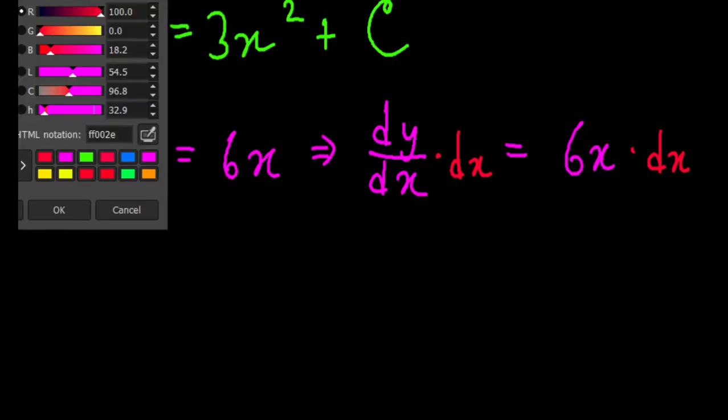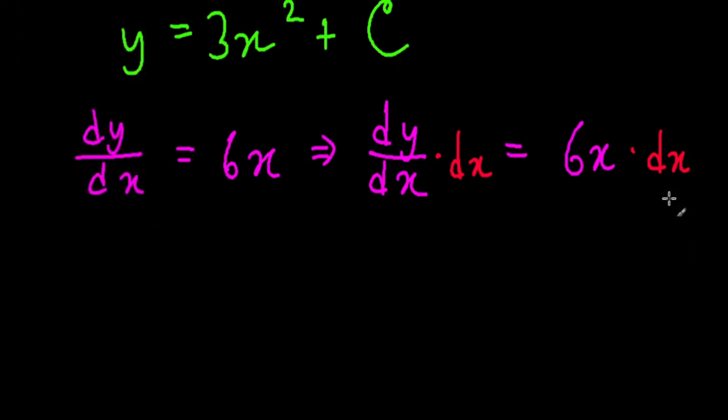Well, the right hand side isn't really anything complicated. It's not something that can be simplified any further. So it's just 6x multiplied by dx. We'll just leave it like that. But the left hand side, what do you have here? We have dy by dx, the derivative of y with respect to x, multiplied by an infinitesimally small change in x. There's a couple of ways you can think about what this is.